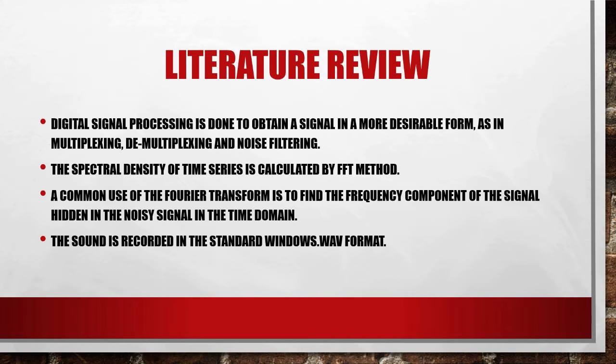Digital signal processing is done to obtain a signal in a more desirable form, as in multiplexing, demultiplexing, and noise filtering. The spectral density of time series is calculated by fast Fourier transform method. A common use of the Fourier transform is to find the frequency component of the signal hidden in the noisy signal in the time domain. The sound is recorded in the standard Windows .wav format.